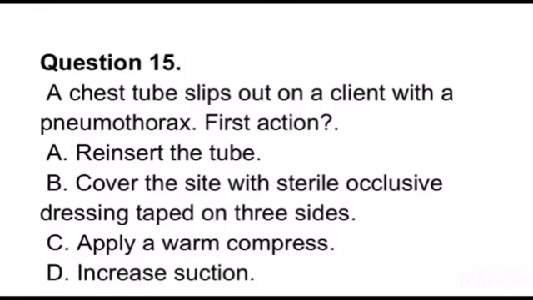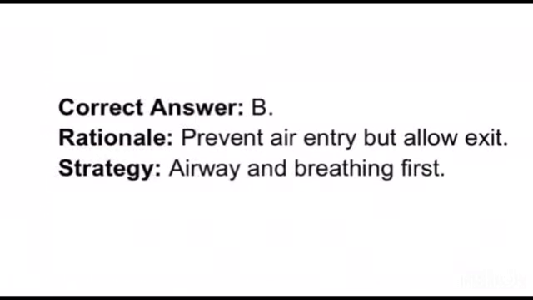Question 15. A chest tube slips out on a client with a pneumothorax. First action: A. Reinsert the tube. B. Cover the site with sterile occlusive dressing taped on 3 sides. C. Apply a warm compress. D. Increase suction. The correct answer is B. Rationale: prevent air entry but allow exit. Strategy: airway and breathing first.